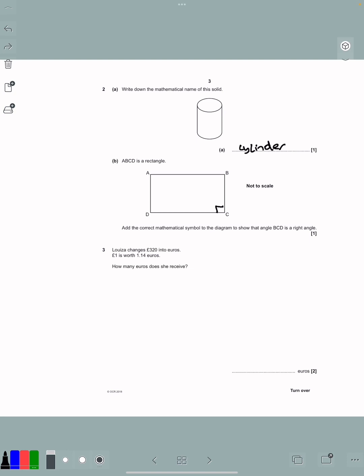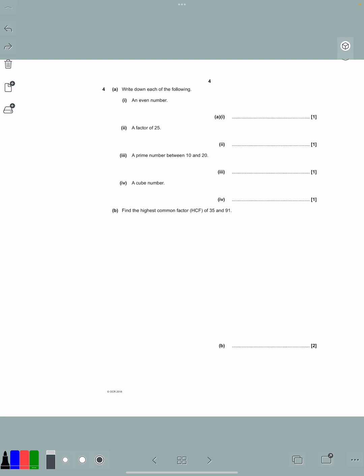So you do 320 times 1.14, which is 364.8 euros. Write down each of the following. An even number would be 2, 5, 11, 1.